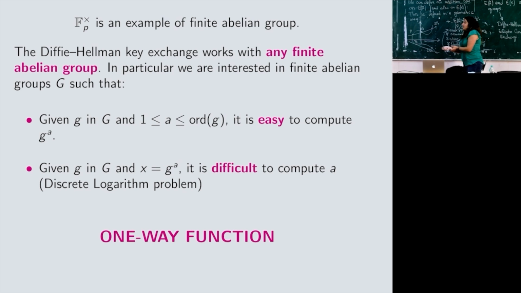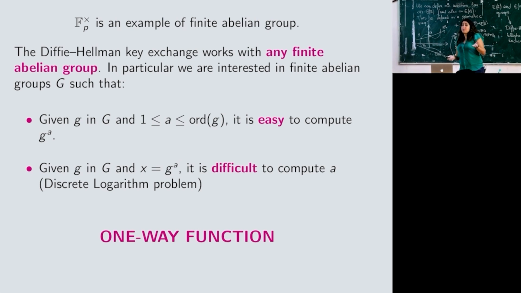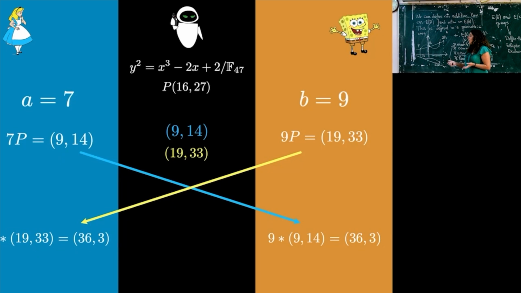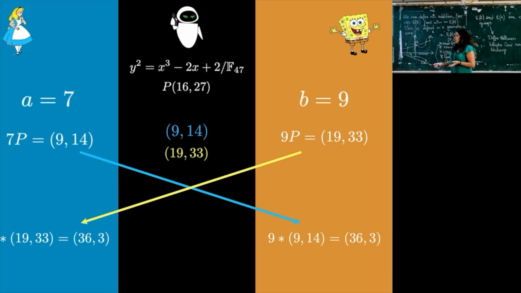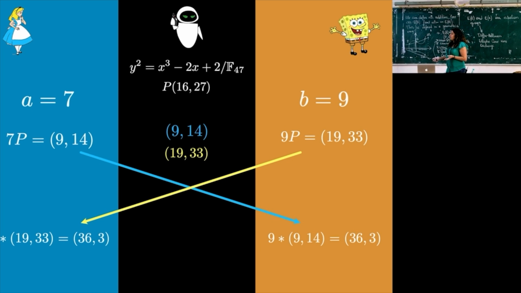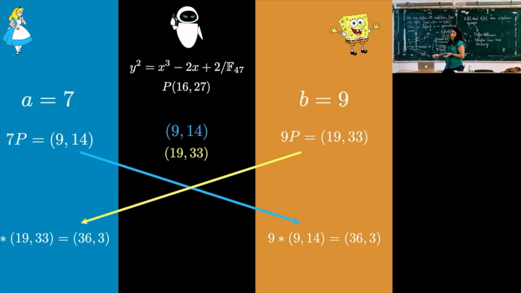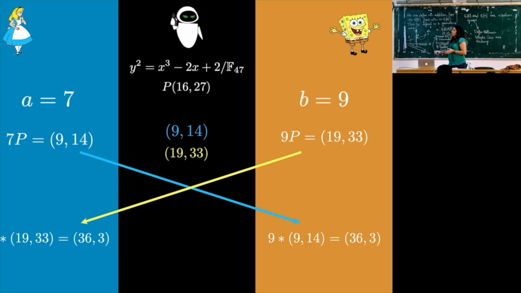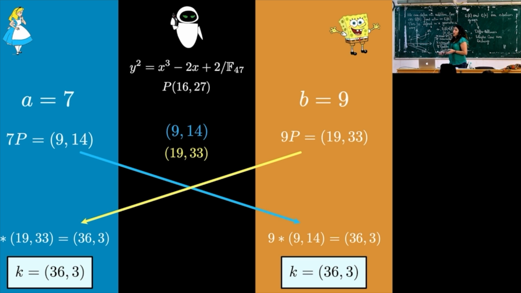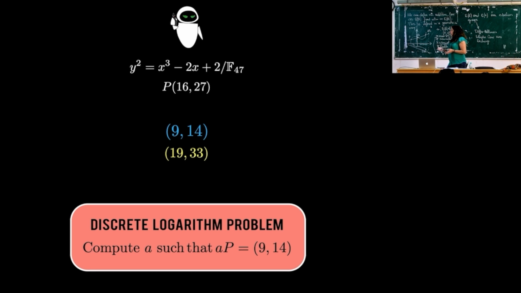And on the other side, we want the discrete logarithm problem to be difficult, so that it's difficult, given the generator of the group and an element of the group, to compute the power a. Okay? So we are interested in finite abelian groups with these two properties. Actually, this is called a one-way function, something that is easy in one way and difficult in the other way. Okay?